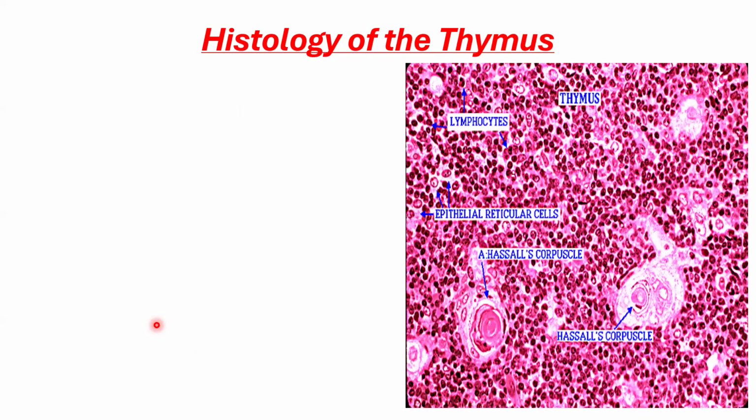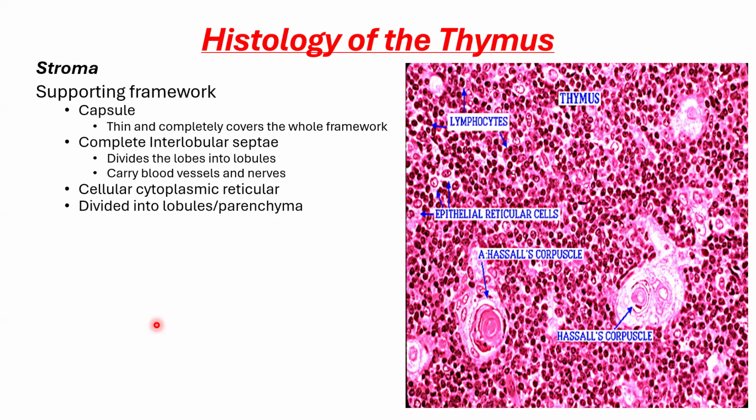What about the histological organization of the thymus? You'll divide it into two. That's an image showing us the parenchymal aspect of the thymus. But before then, I'd like us to take a look at the stroma of the thymus. So this stroma of the thymus, you'll divide it into two.